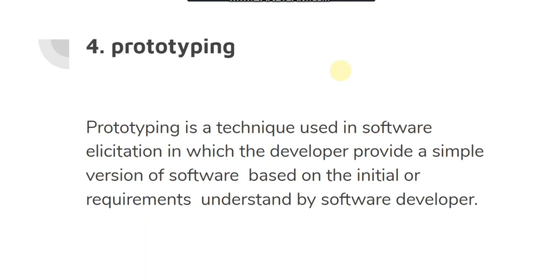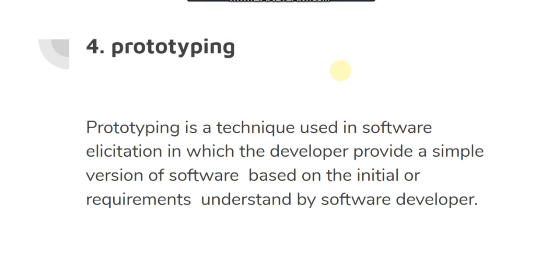Prototyping is the way in which we provide minimum functionality to the customer and stakeholders, reflecting the initial requirements as understood. When the user sees the system or the prototype, they will deliver feedback. Based on the feedback, the developer will try to develop the whole system. When the feedback is good, the developer is going in the right direction. When the feedback is not good, the developer will try to change their path. Prototyping is a technique used in software elicitation in which the developer provides a simple version of the software based on the initial requirements understood by the developer. So prototyping is also one of the techniques.